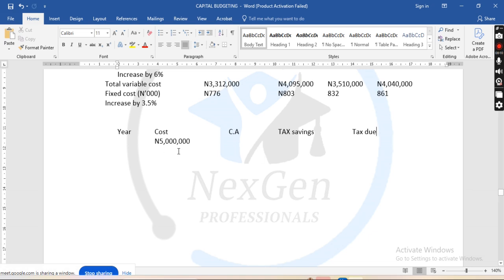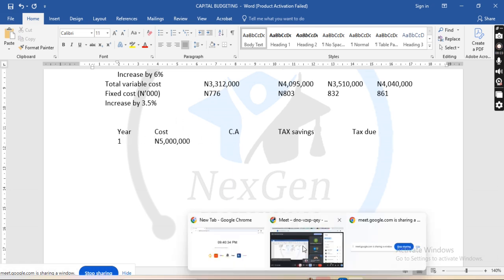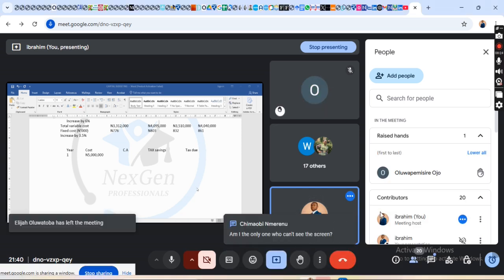Right? To start. In the first year, year 1, you charge capital allowance. And the capital allowance is on what? Is on reducing balance method.